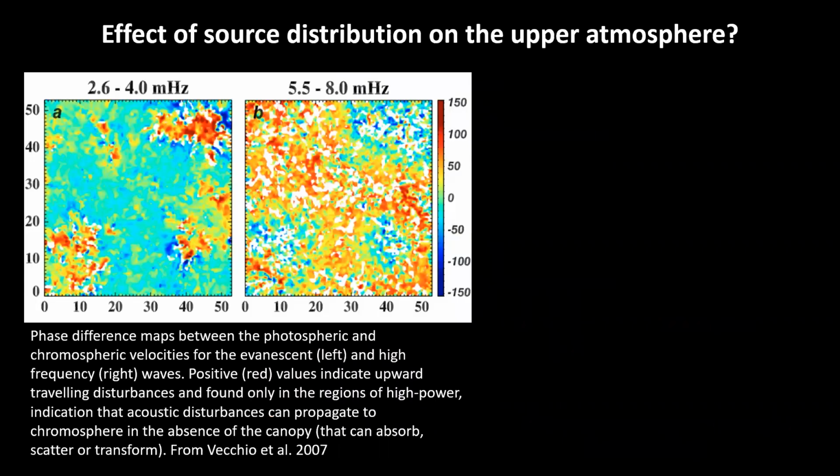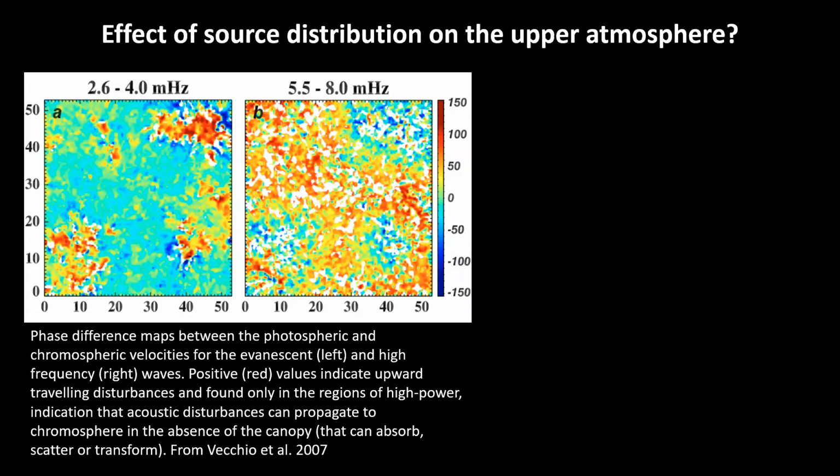Now, if you're able to do all of these things, then there is even more opportunity. For example, people have been looking at phase difference maps of the photospheric and the chromospheric velocities, and they have shown that based on the magnetic field structure, you can look at how the acoustic power is changing, and from that you can infer what the magnetic field looks like.